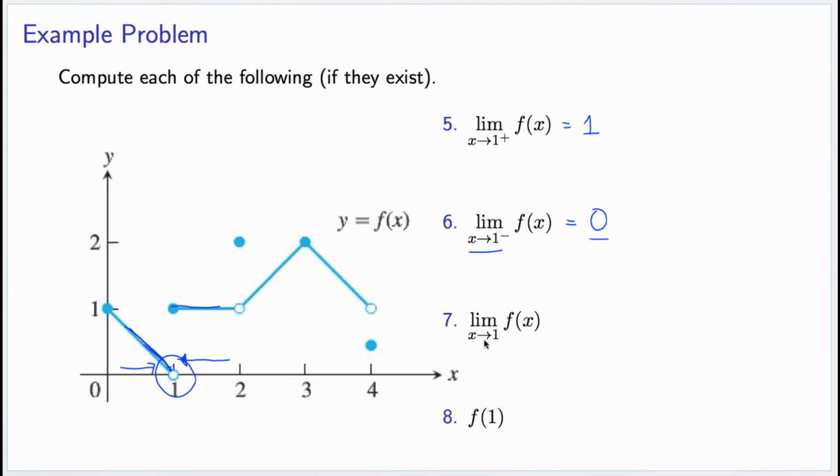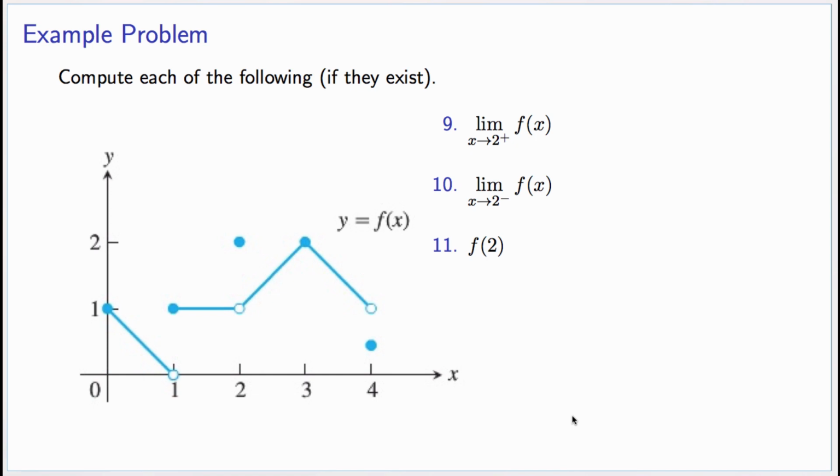So finally, our overall limit as x goes to 1 of f of x, this limit does not exist because our two one-sided limits are not equal to one another. So in our previous limits, one of the one-sided limits existed but the other didn't. Here, they both exist, but they're not equal, so the limit as x goes to 1 of f of x does not exist. And finally, f of 1, what is the value of f of x when we plug in x equals 1? We see that that value is equal to 1 from that closed circle there.